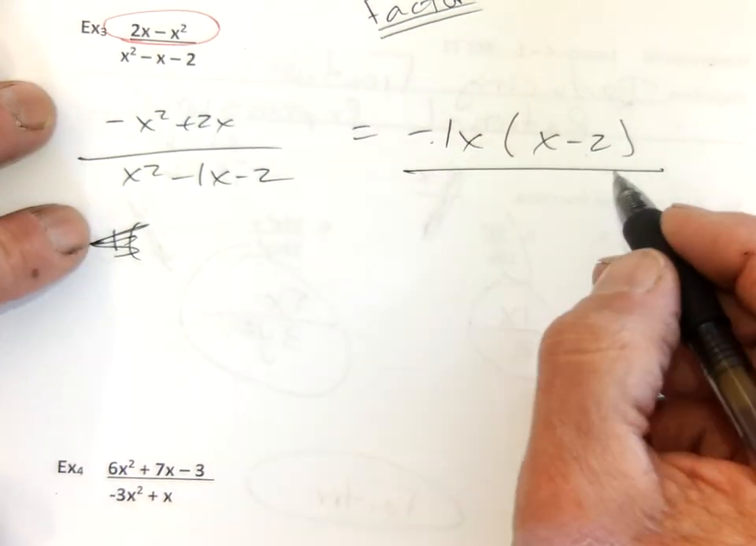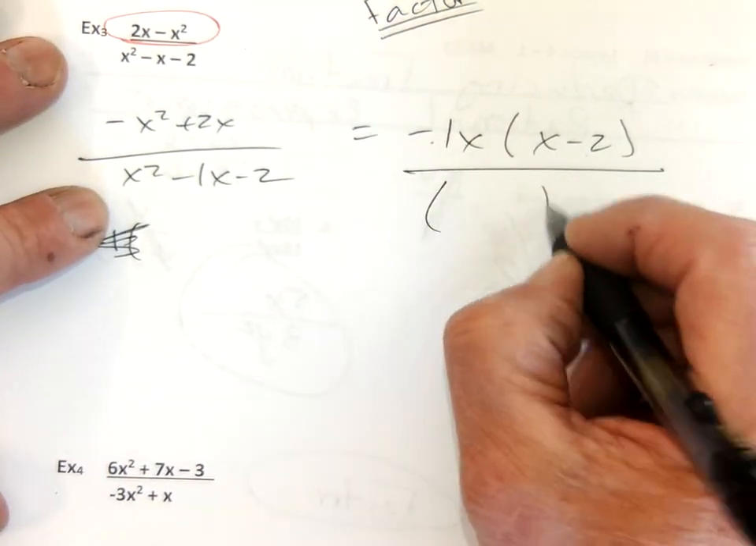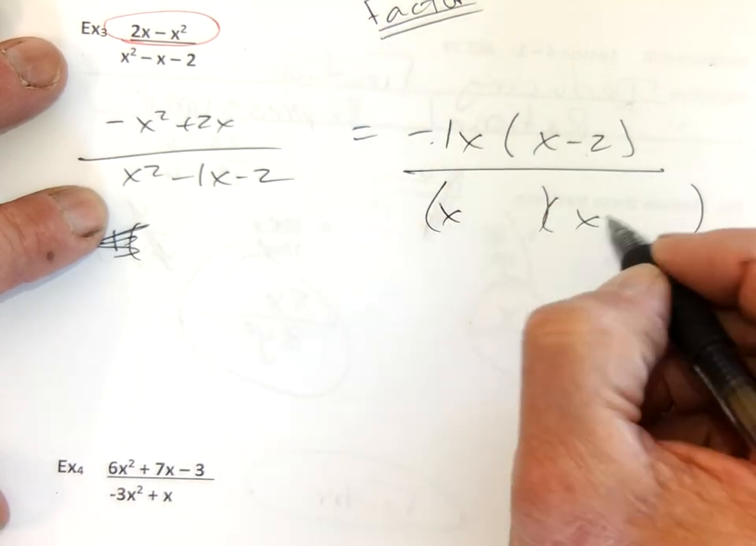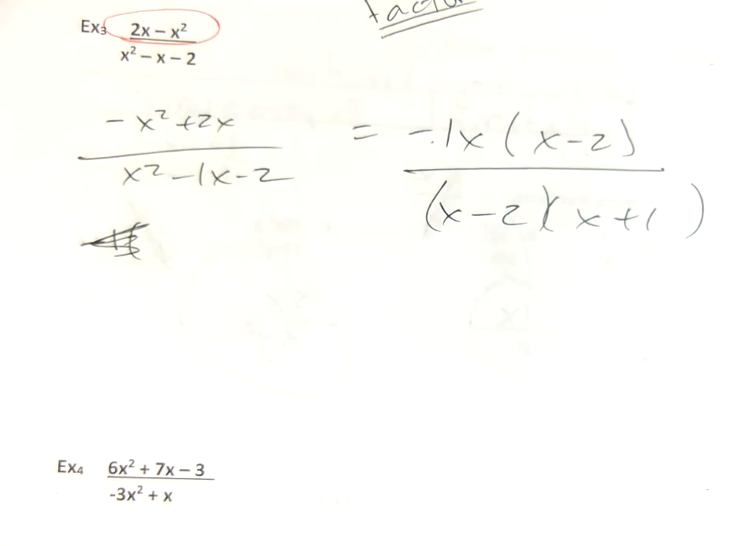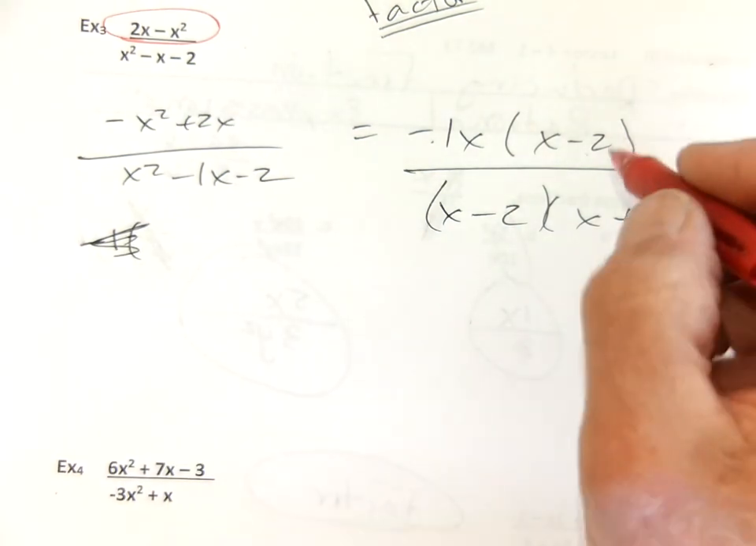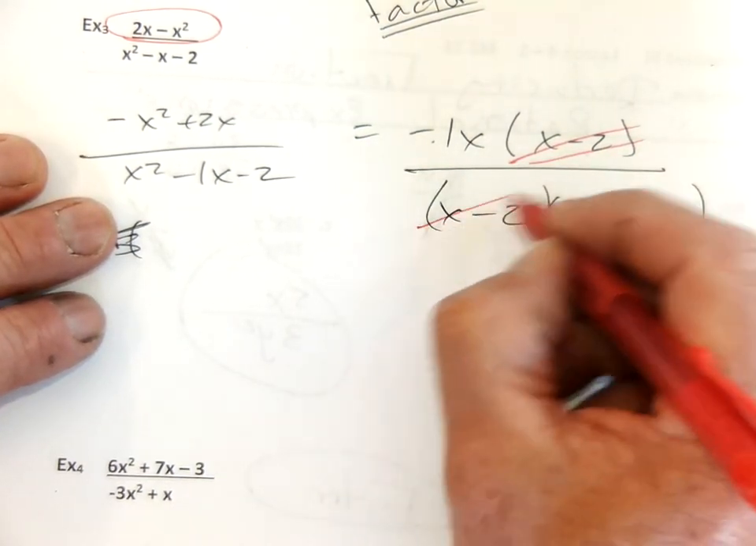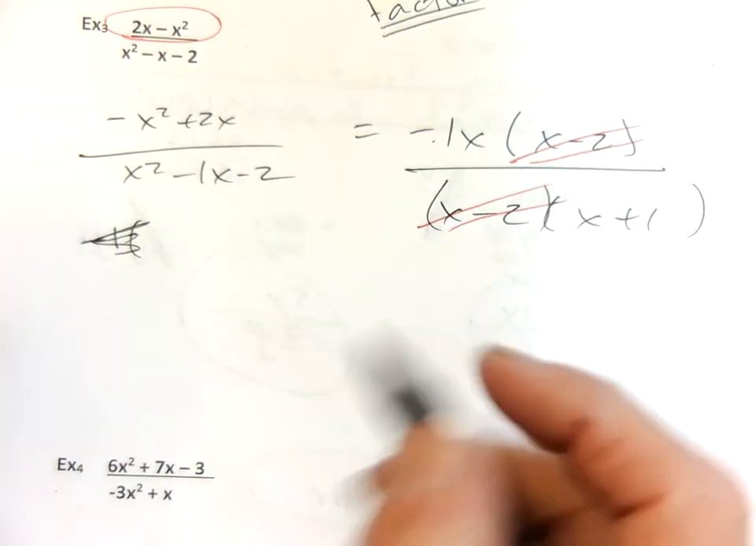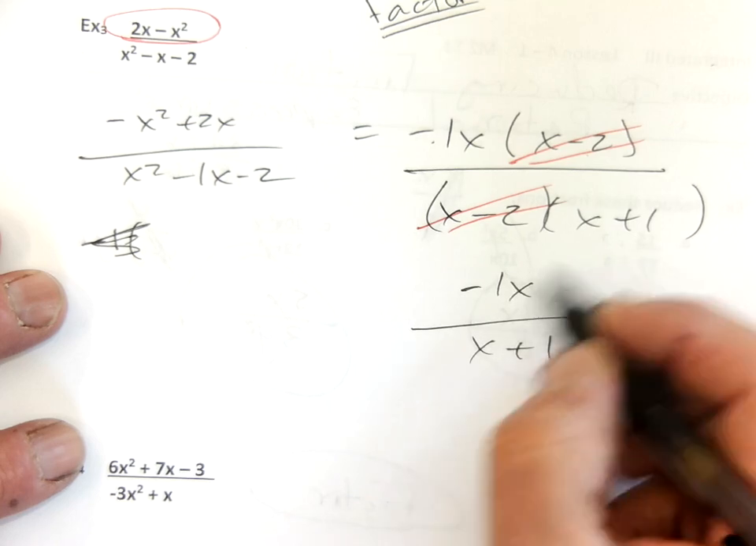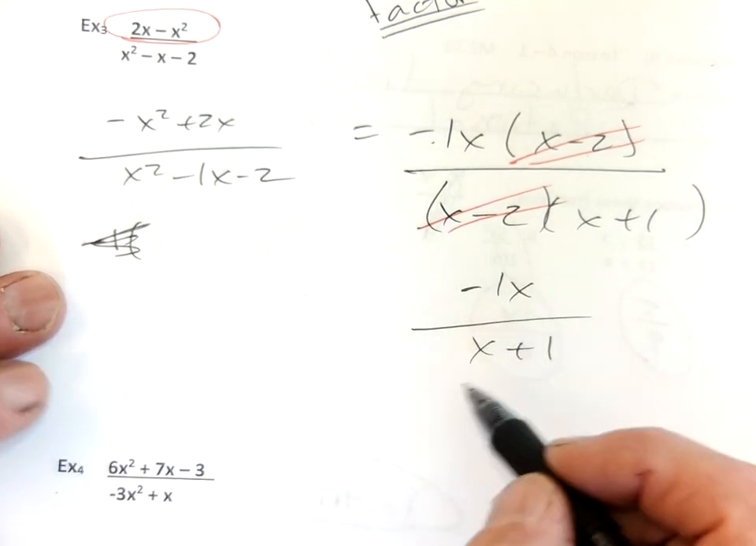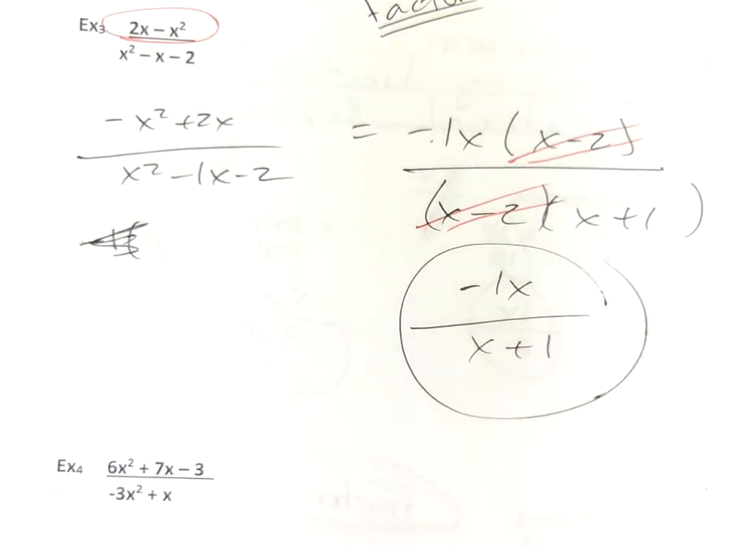Now on the bottom, I'm going to factor this one into, let's see, that should be x and x, and it should be a -2 and a positive 1. Okay, now, since I'm going to cancel over multiplication, I can cancel that one for that one. And then all I'm left with is a -1x over an x plus 1. Don't cancel the x's because it's x plus 1. Don't cancel those x's. That's your answer.